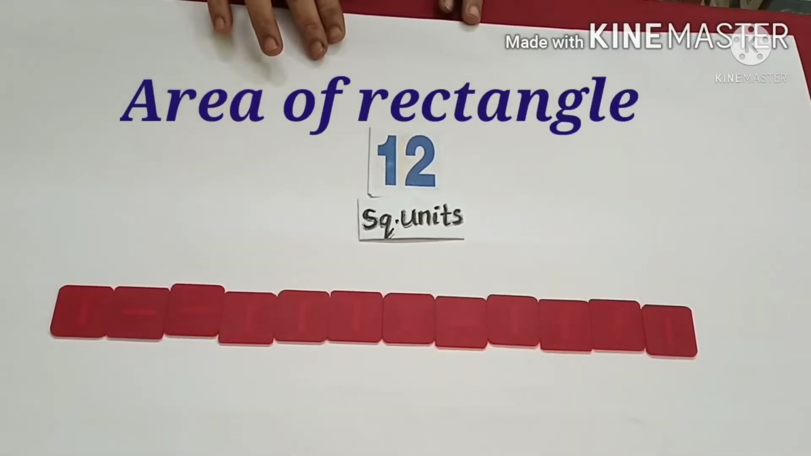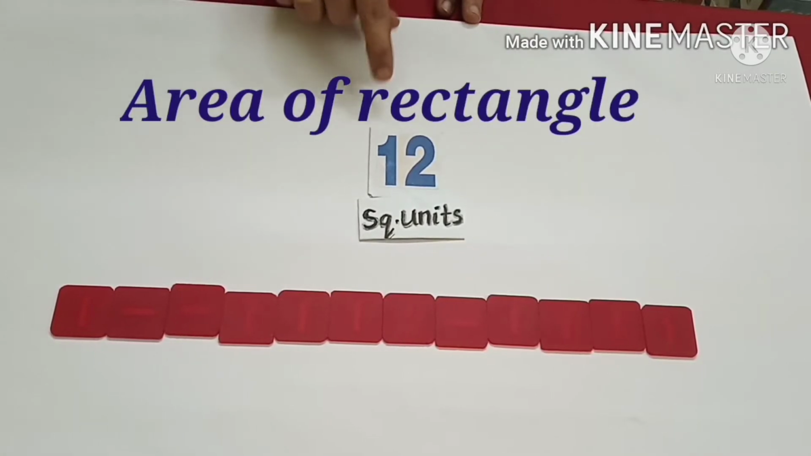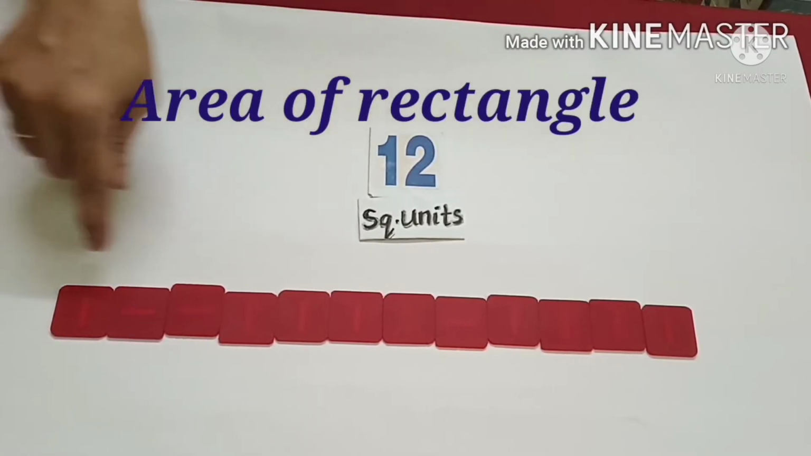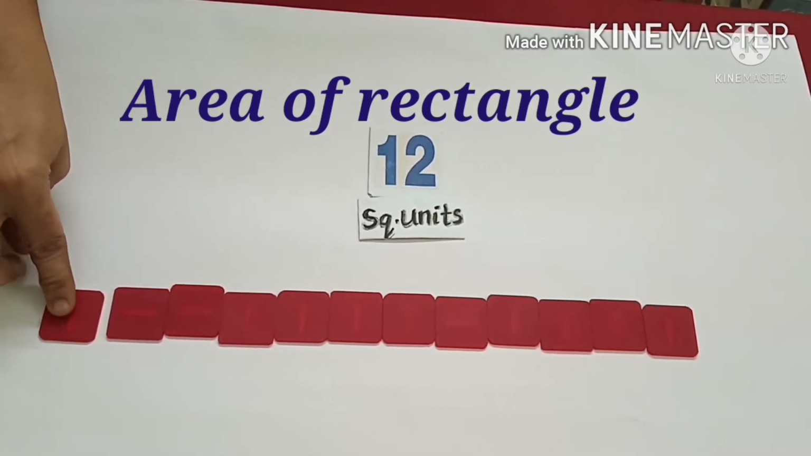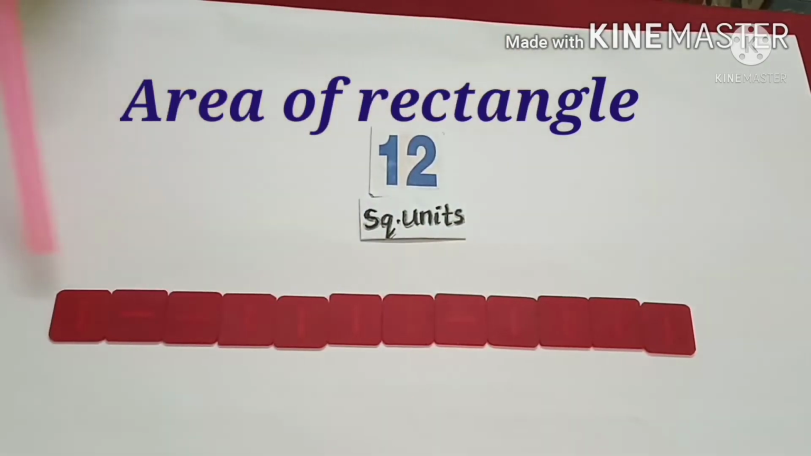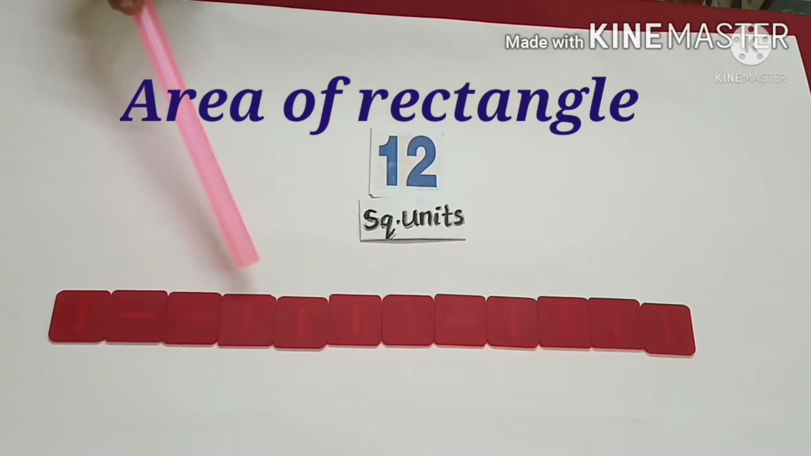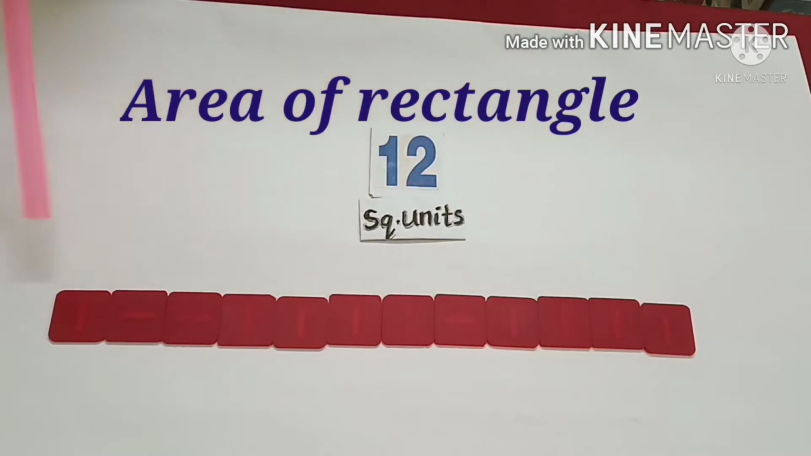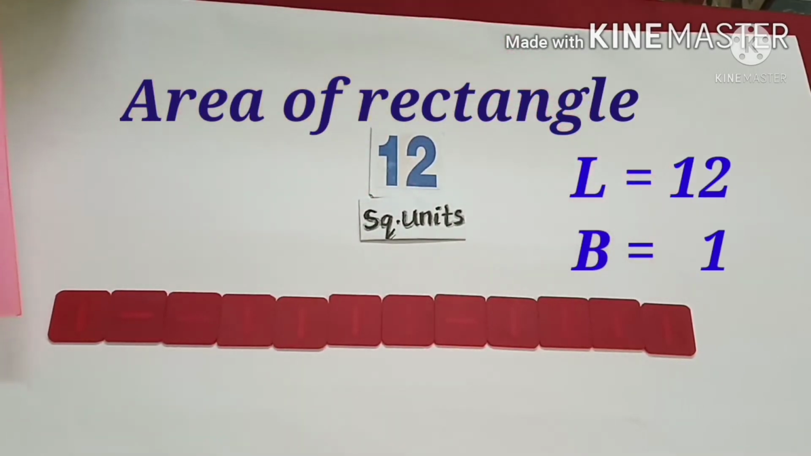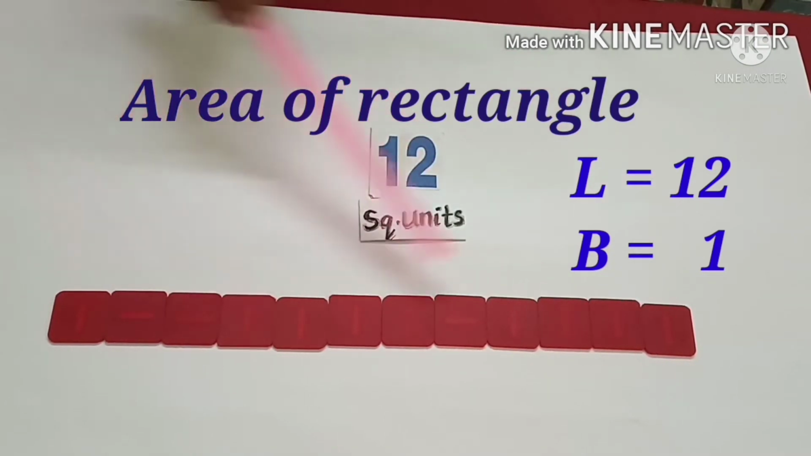First question, area of rectangle is 12 square units. Here I have 12 square blocks. Now I am going to arrange the blocks. Breadth, I will take breadth 1. I will check the length. The length is 1, 2, 3, 4, 5, 6, 7, 8, 9, 10, 11, 12. Length is 12, breadth is 1. So the first dimension of this rectangle is length equal to 12, breadth equal to 1.